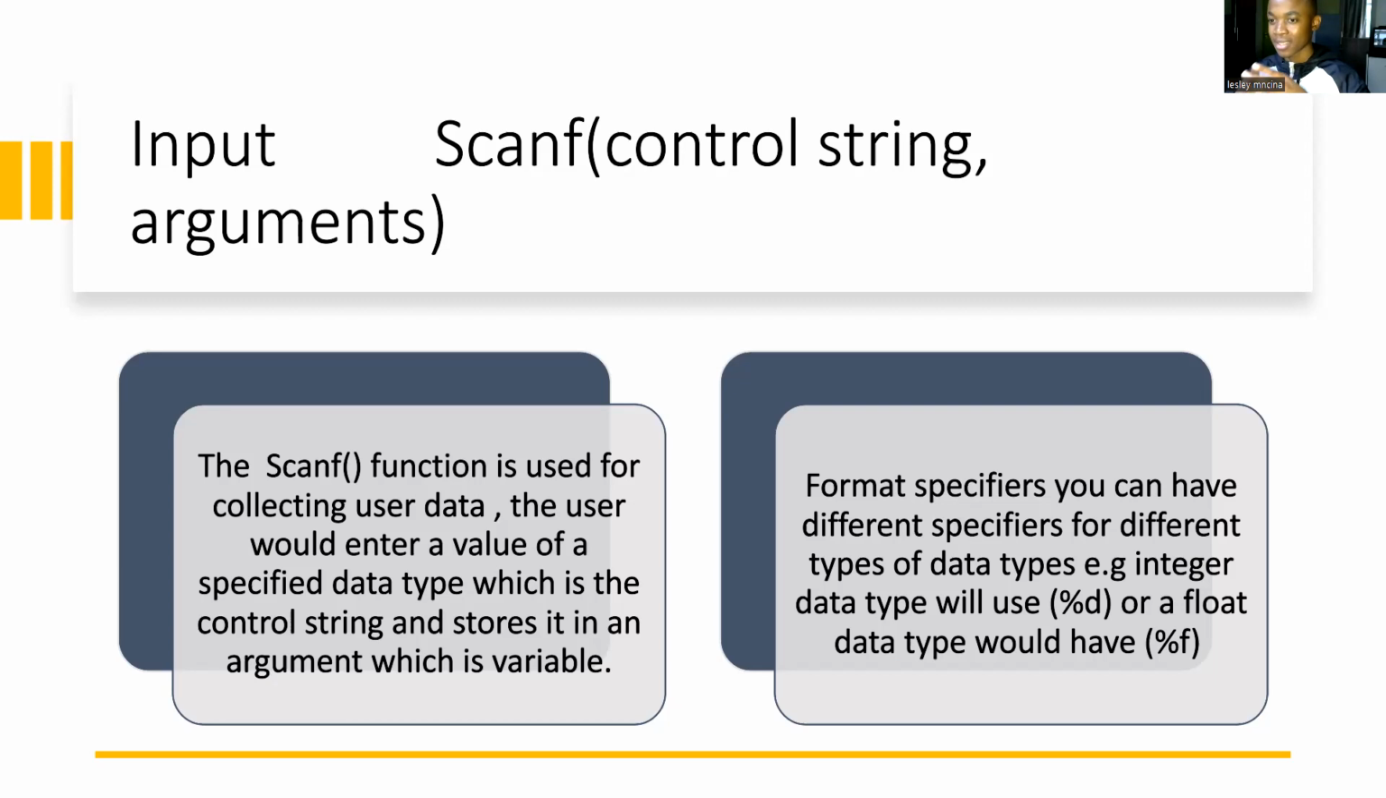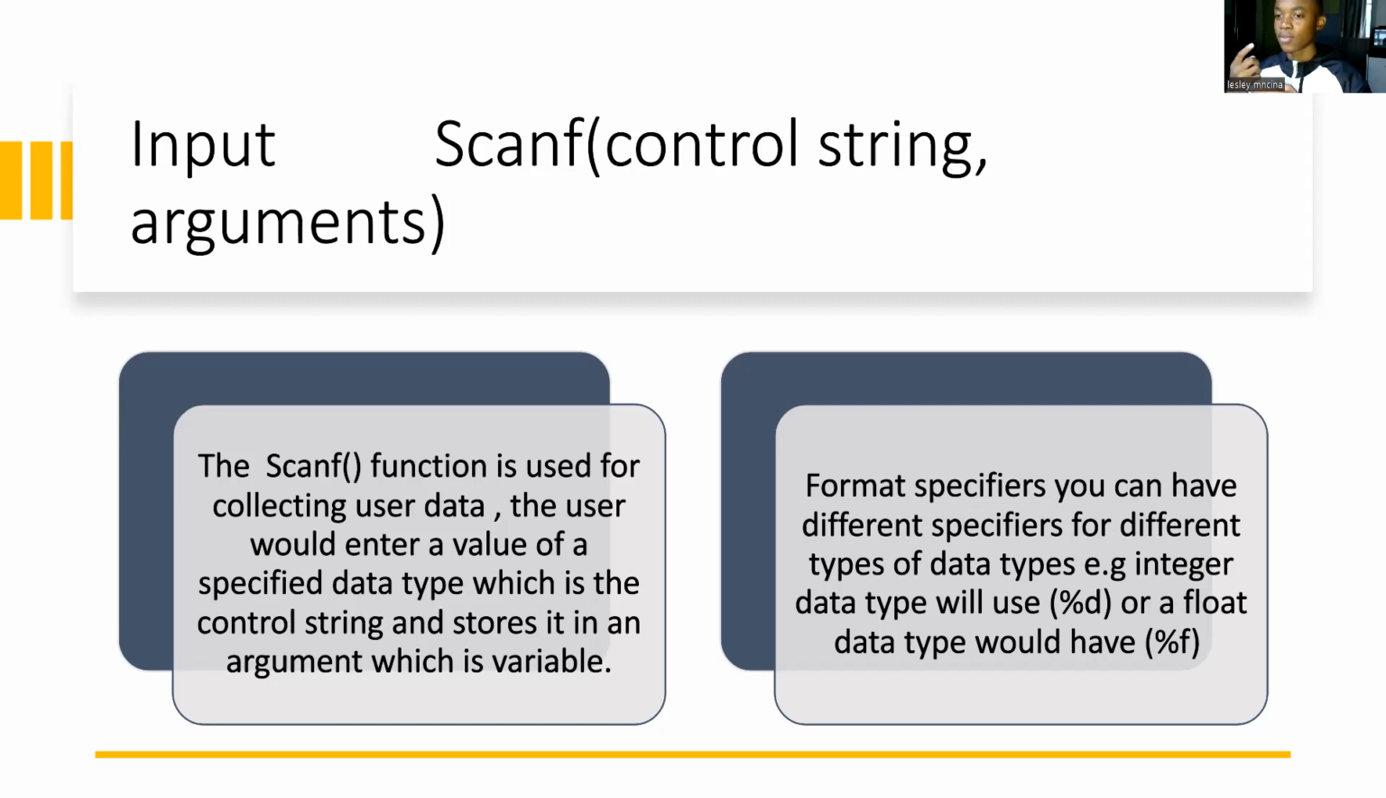What kind of data? Is it a floating point number, which is a decimal number, a number which has a decimal point, like 0.5 or 1.5? We have an integer number. An integer number would be any negative or positive whole number. So the scanf function is used to collect user data.